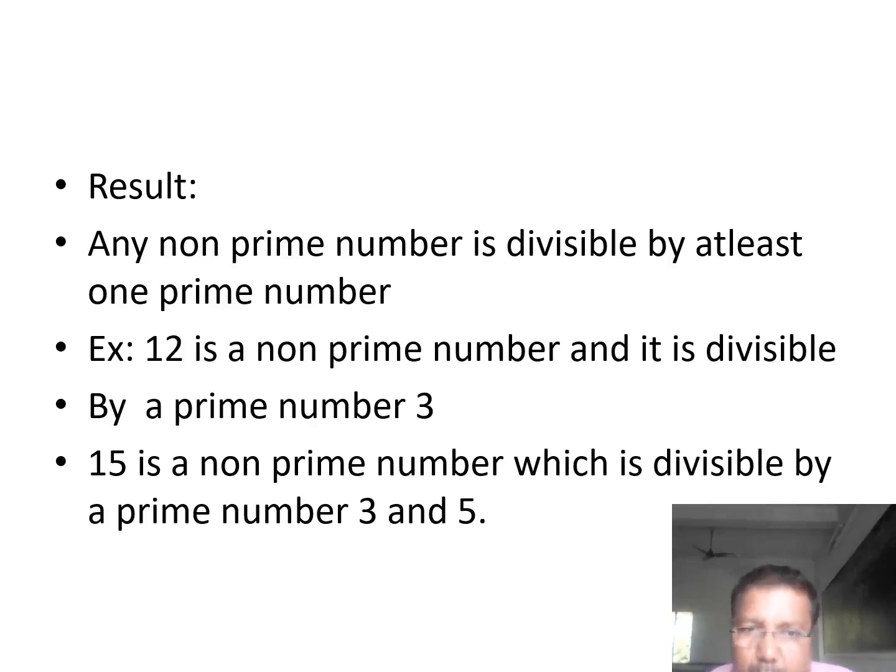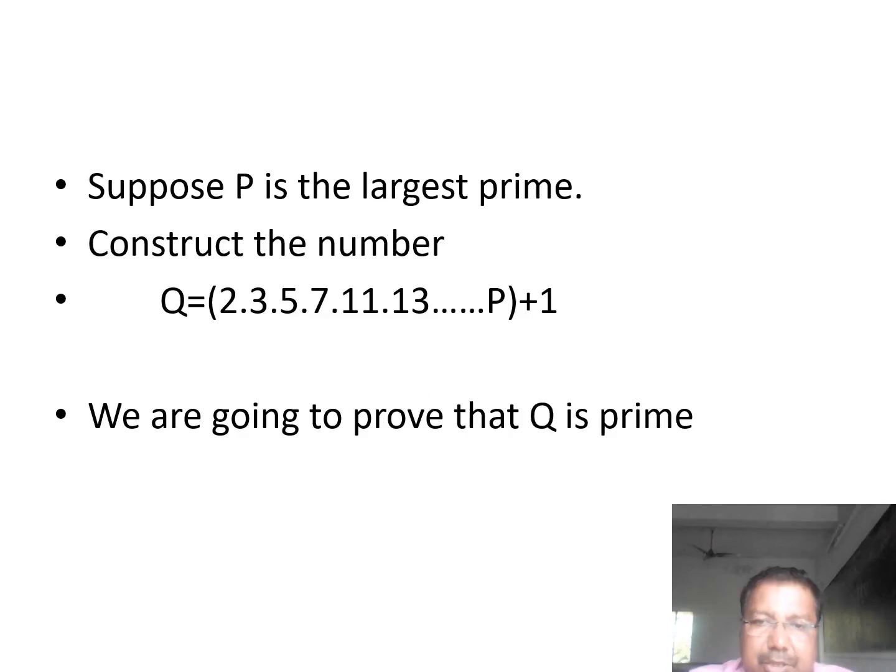Take the non-prime number 12, and it is divisible by the prime number 3. Similarly, if you take the non-prime number 15, it is divisible by the prime numbers 3 and 5. So every non-prime number is divisible by at least one prime number. This is the important result which we are going to use to prove there are an infinite number of prime numbers.